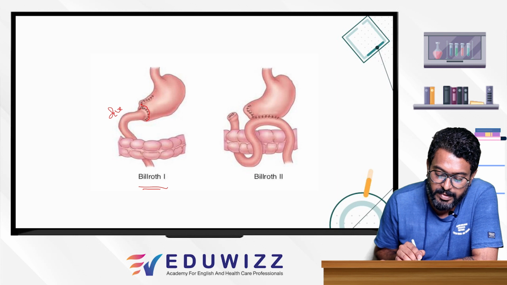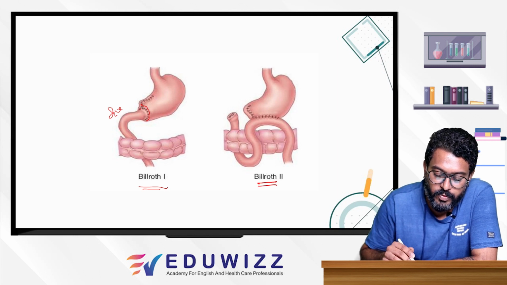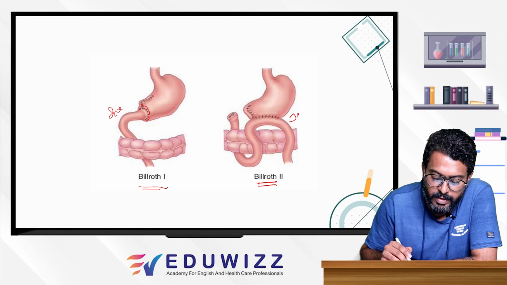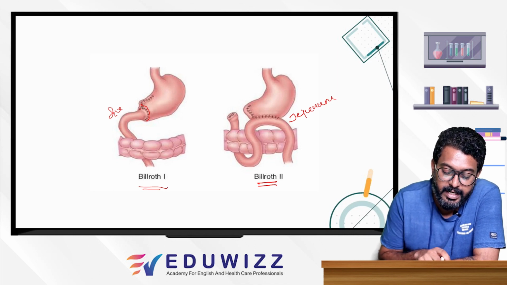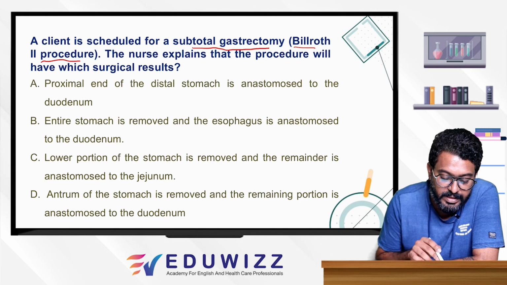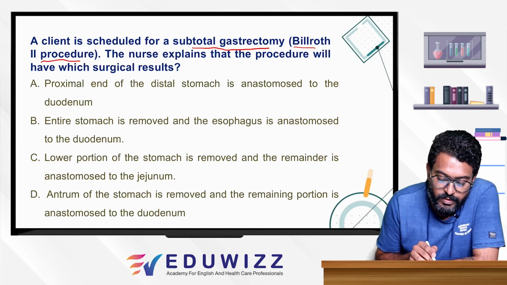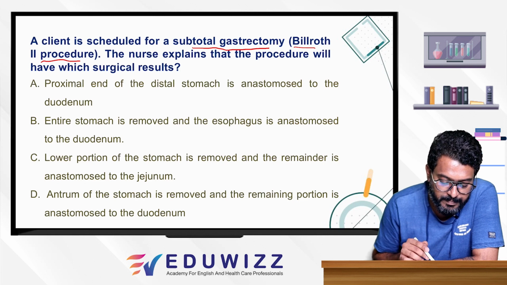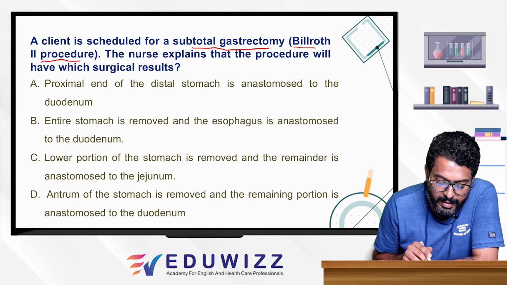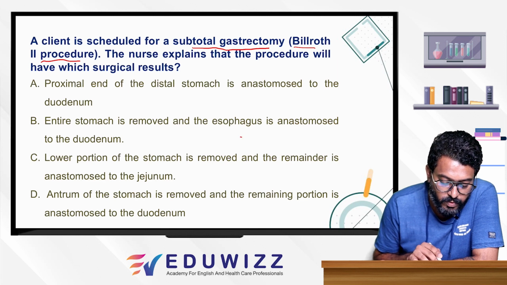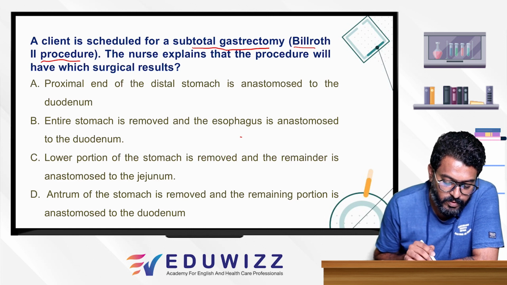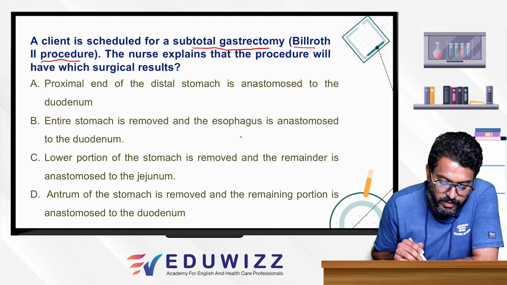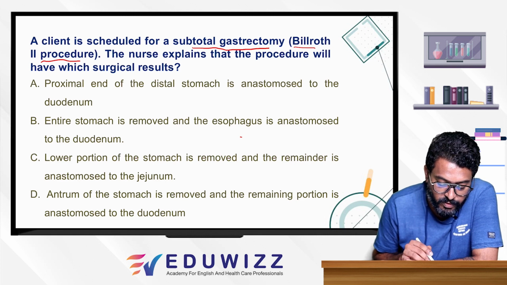The second procedure is Billroth 2, in which the lower portion of the stomach is connected to the jejunum. So it is also known as gastrojejunostomy or Billroth 2. Here the question is regarding Billroth 2. Let's see the options. Proximal end of the distal stomach is anastomosed to the duodenum. Entire stomach is removed and esophagus is anastomosed to the duodenum. Lower portion of the stomach is removed and the remainder is anastomosed to the jejunum. Antrum of the stomach is removed and remaining portion is anastomosed to the duodenum.